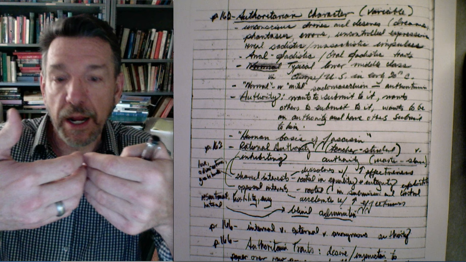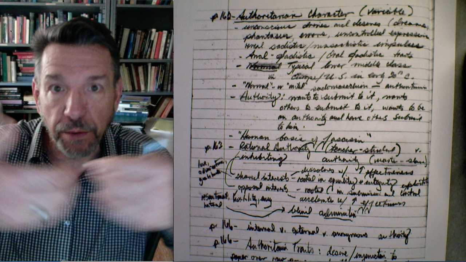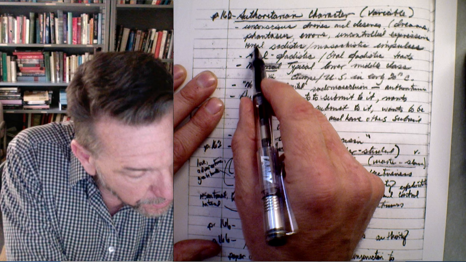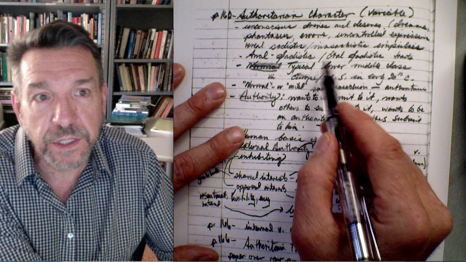And again, it helps us understand that human beings are not very instinct-driven. We're really shaped by social character, and social character displaces instinct. So that's important. So the authoritarian character then has unconscious drives and desires, dreams, fantasies, and so on that reveal sadistic and masochistic impulses. We'll kind of skip that.